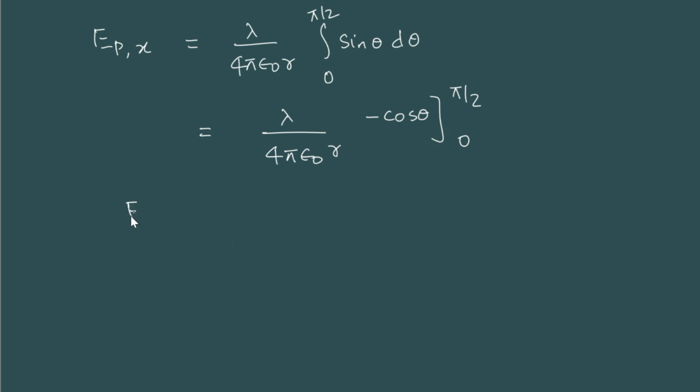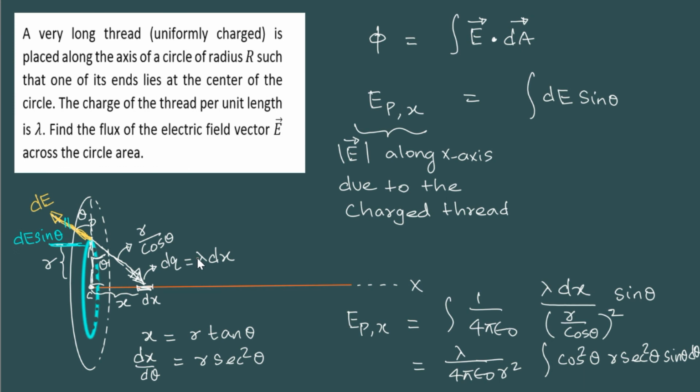So the magnitude of electric field at point P perpendicular to the area of the circle is simply lambda by 4 pi epsilon naught r. Now we're going to use this to calculate the flux through the wire. Now let us understand one more thing here. We have calculated only at a particular point.